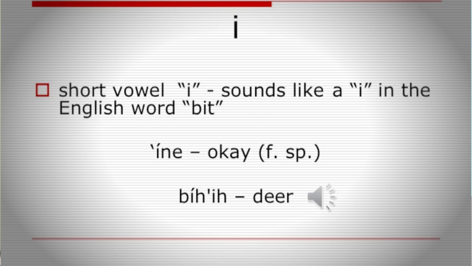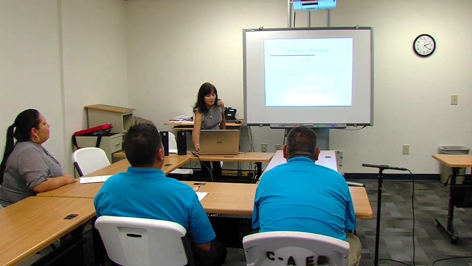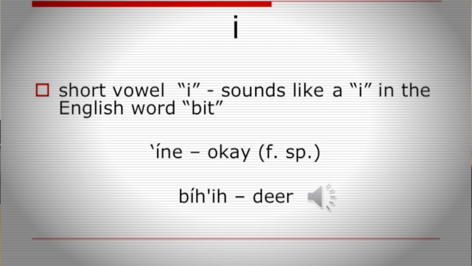Nasia. The short vowel I sounds like an I in the English word bit. Okay, for dear. Bit. Let's listen to that. Bit-eh. Okay. Notice the pitch right there. You're kind of saying it a little bit higher. Bit-eh.